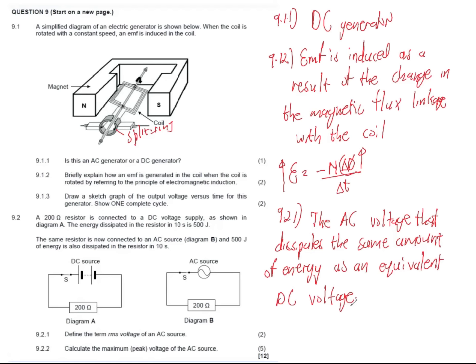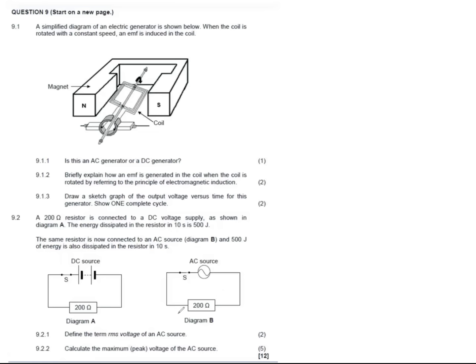Okay, so we've collected marks on conceptual questions. Now let's look at a calculation. From this, you can see this is now 7 marks, all from conceptual questions. And then you just have that 5 marks for calculation, which at this point you can already see how we go through. For 5 marks, we already know there are probably 2 or 3 formulas that will be involved. Calculate the maximum or peak voltage of the AC source.